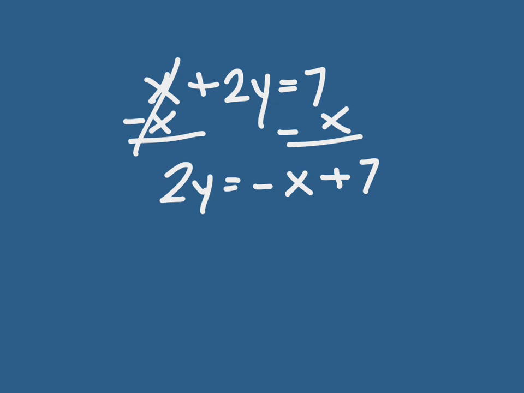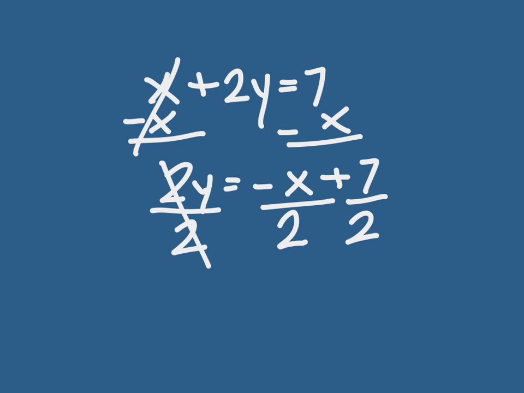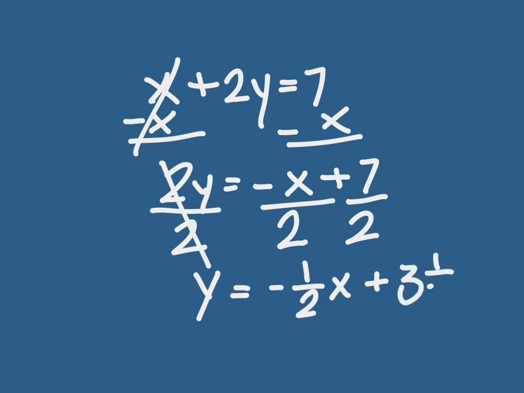7. Now, the last step to get y by itself is to get rid of that 2. It is being multiplied by y, so we're going to use the inverse operation, which is division, to divide it so that it goes away on this side. Okay? And then I'm going to divide everything else by 2 as well. And I'm left with y equals negative 1/2 x plus 7 over 2, or I can write it as 3 1/2.